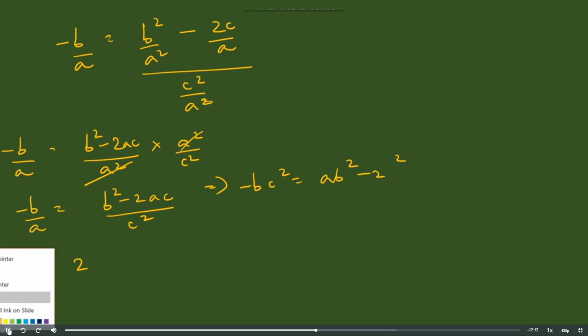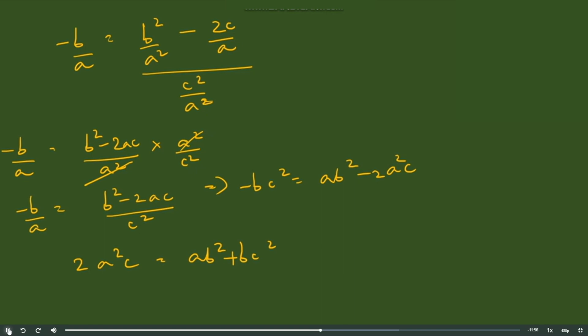Minus 2a square c minus 2a square c. Okay, now here if you see, this is going to be 2a square c is equal to, I bring it to the other side, ab square plus bc square. So this would be ab square plus bc square. I will take the 2 this side. 2 is equal to ab square plus bc square by a square c.